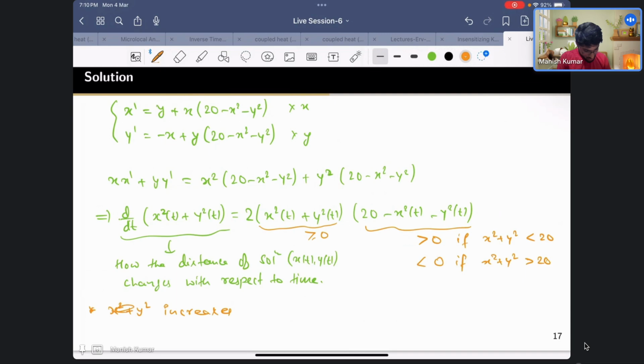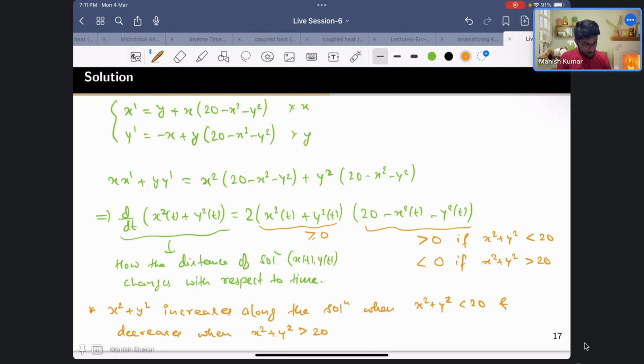So I should write x square t maybe, or okay, let it be. So the radius of the solution increases along the solution. So along the solution, the radius increases when x square plus y square is less than 20, and decreases when x square plus y square is greater than 20, right?